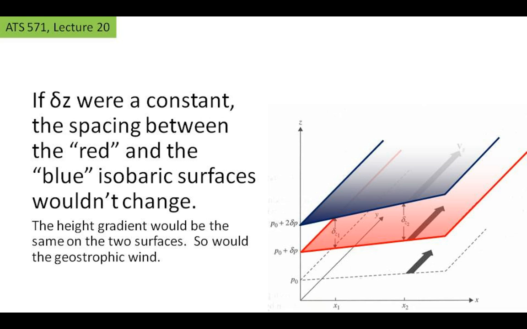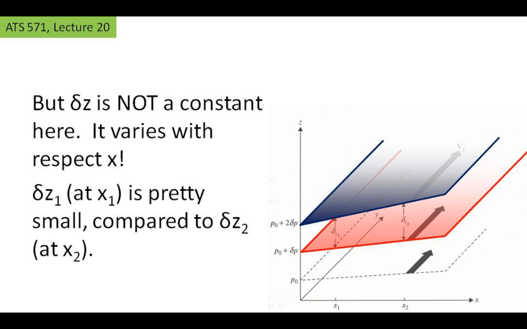That would mean that the height gradient would be exactly the same on the two surfaces, because whatever it was doing on one surface, the other surface is parallel to it and would have the same slope. And if the slope of the isobaric surface is what determines the speed of the geostrophic wind, the speed would be the same on both surfaces if they were evenly spaced, if that delta Z was a constant. But delta Z is clearly not a constant here. It clearly, in this case, is varying with respect to x.